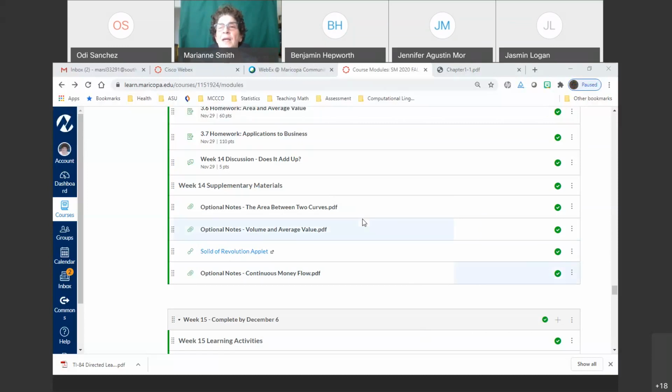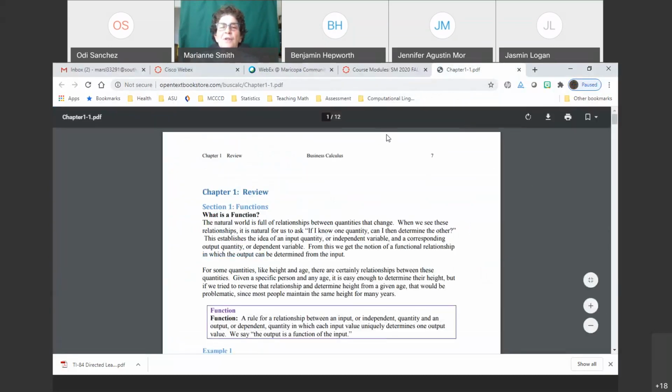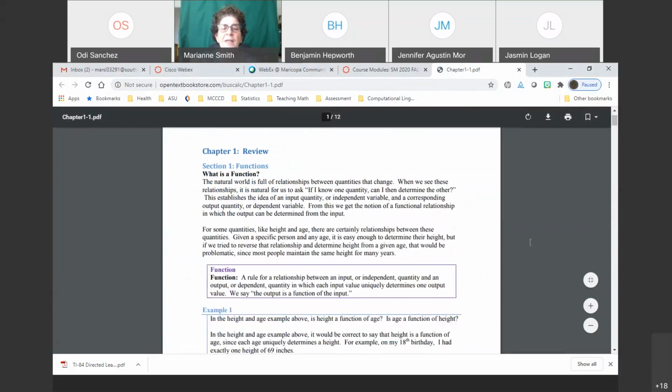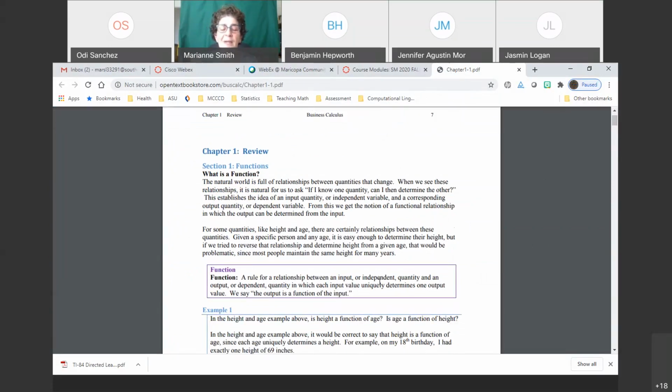Excellent. What I thought I would try to do with you first is review a little bit about functions. I've opened the first chapter of our textbook, and it goes through what a function is. It's a relationship between an input quantity and an output quantity. You might not have heard those terms before, but maybe you heard independent variable, dependent variable. What makes it a function is that each input value gives you a unique output.